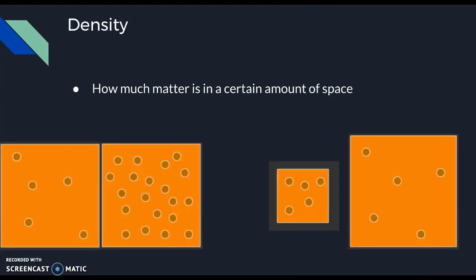Okay, so density. This is a really important concept, and I want you to really understand it going in because it's not going away in science. It's going to be there forever. So anyway, notice these two boxes. There's the same amount of space. These are the exact same size box. But in this box, there's way more stuff. There's way more matter. There's more mass in this amount of space than this one. This one only has 5 little circles. They have a lot of room to move around.